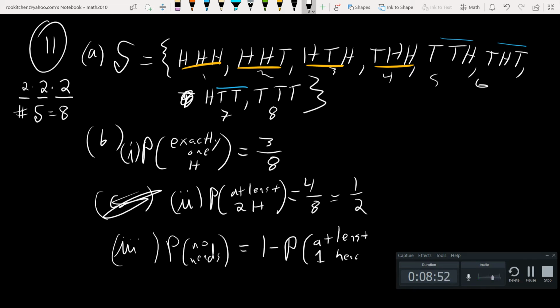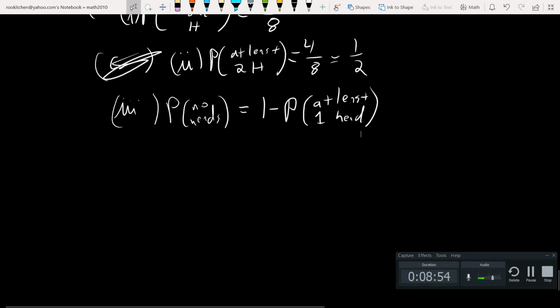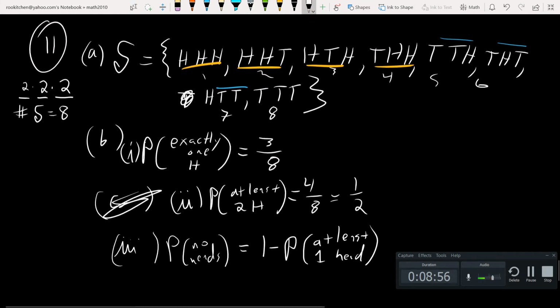Okay. We could count up the probability of getting no heads, right? We can go through and just literally circle those. So there's only one where you get no heads, and that's right here in the sample space that I circled in red. So it should be 1 out of 8, right?